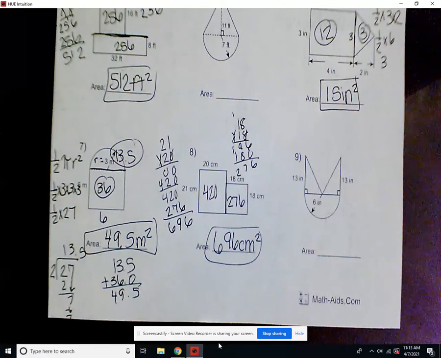All right, and that's all we're going to look at for this page. Your homework will be similar to the problems that we just did. You're going to have your composite figures, and you will have one that is your net.